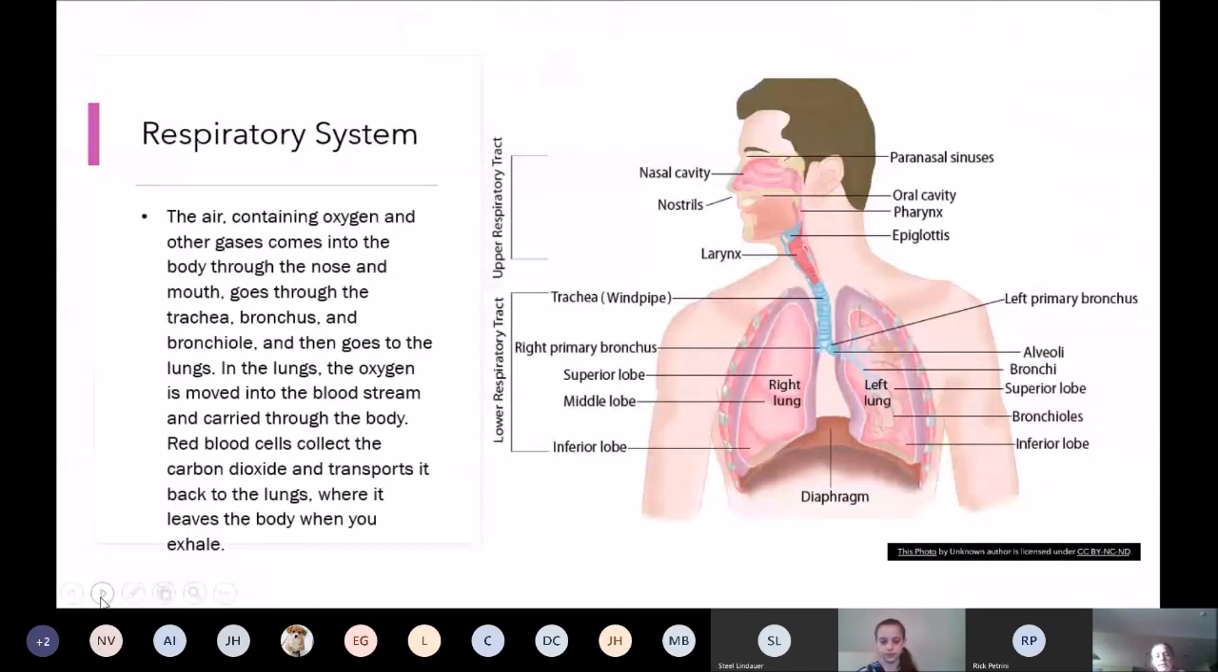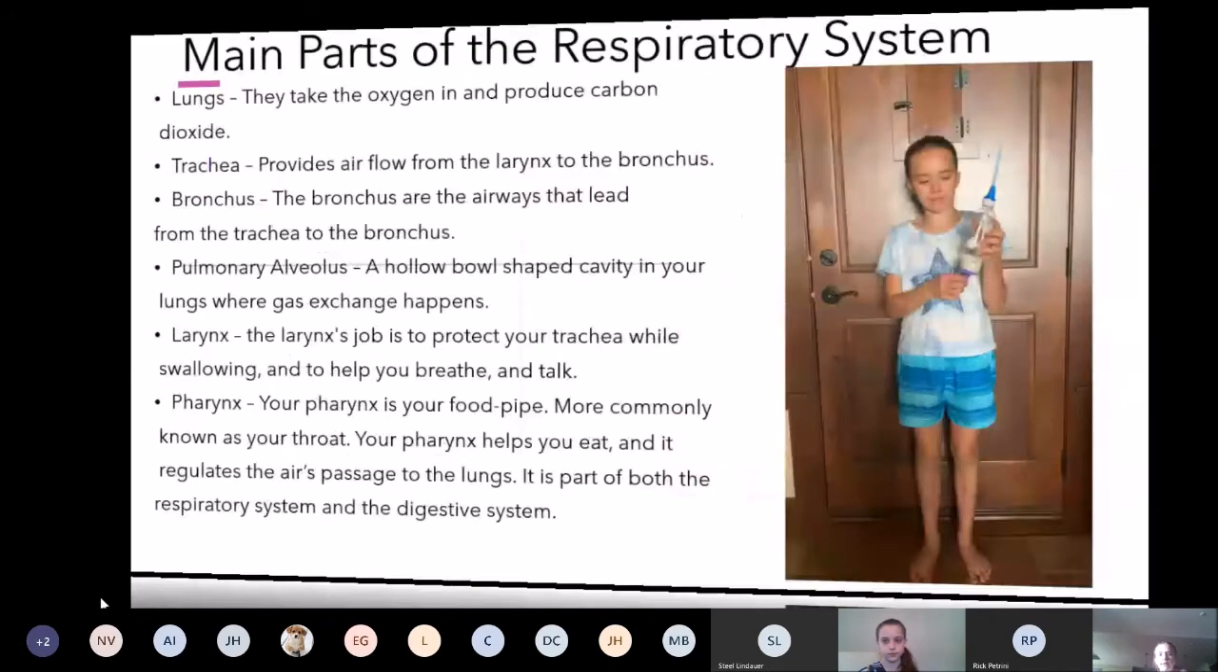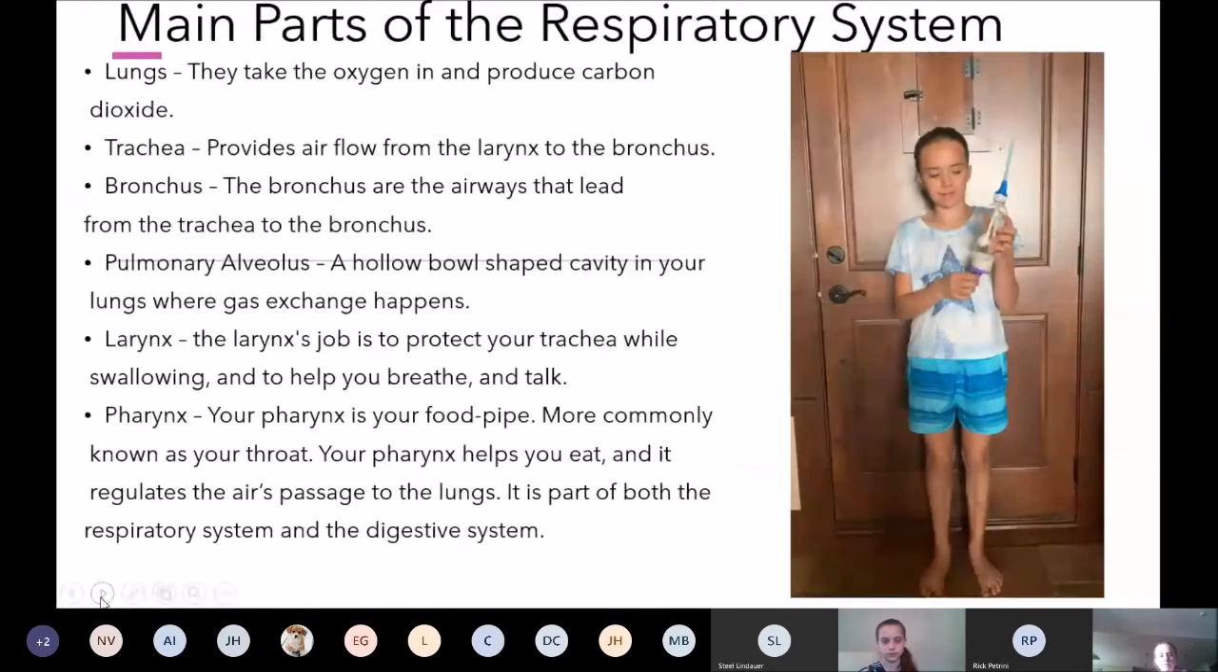Respiratory system. The air that contains oxygen and other gases comes into the body through the nose and mouth, and they go into the trachea, bronchus, and bronchiole. Then they go to the lungs. In the lungs, the oxygen is moved into the bloodstream and carried through the body. Red blood cells collect the carbon dioxide and transport it back to the lungs where it leaves the body when you exhale. The main parts of the respiratory system are the lungs, trachea, bronchus, pulmonary alveolus, larynx, and the pharynx.